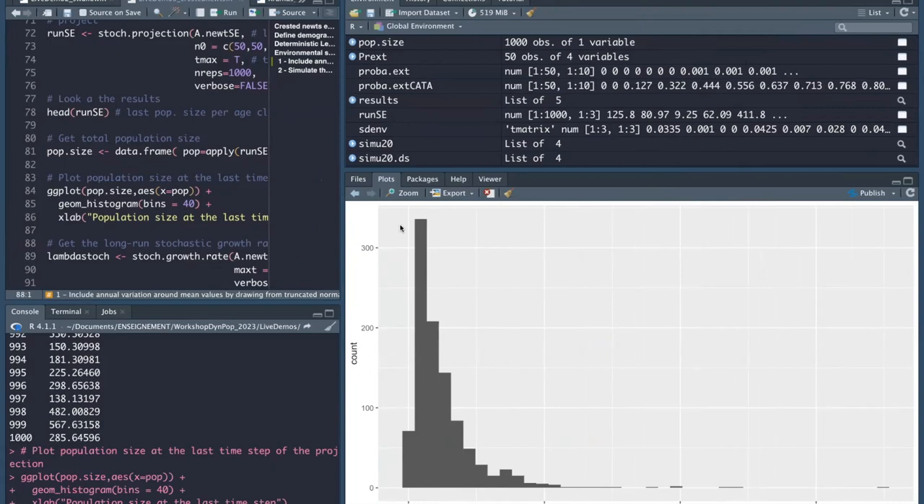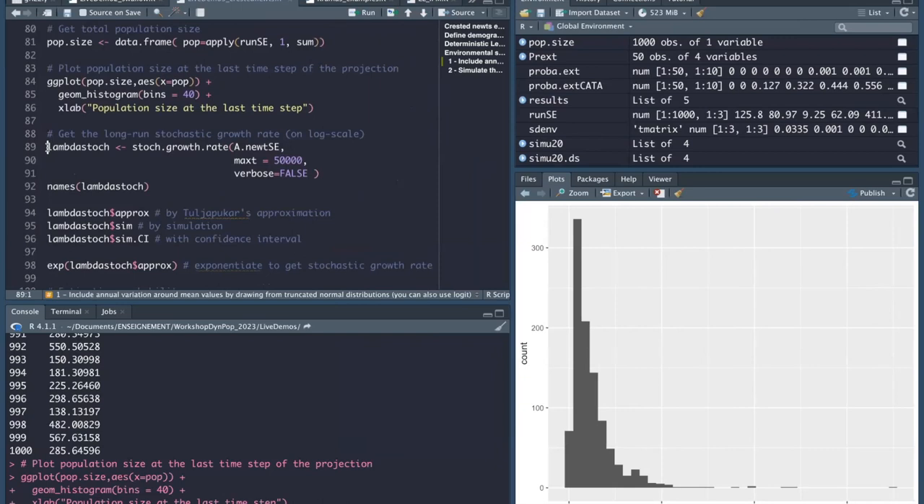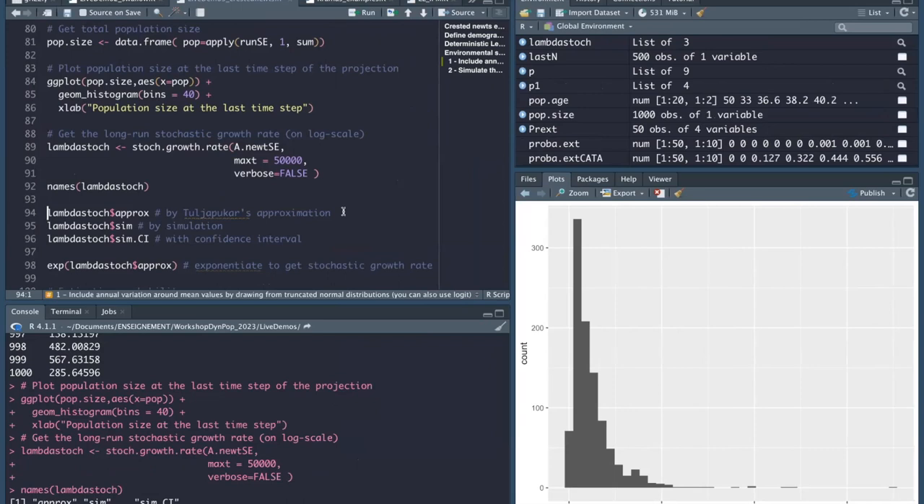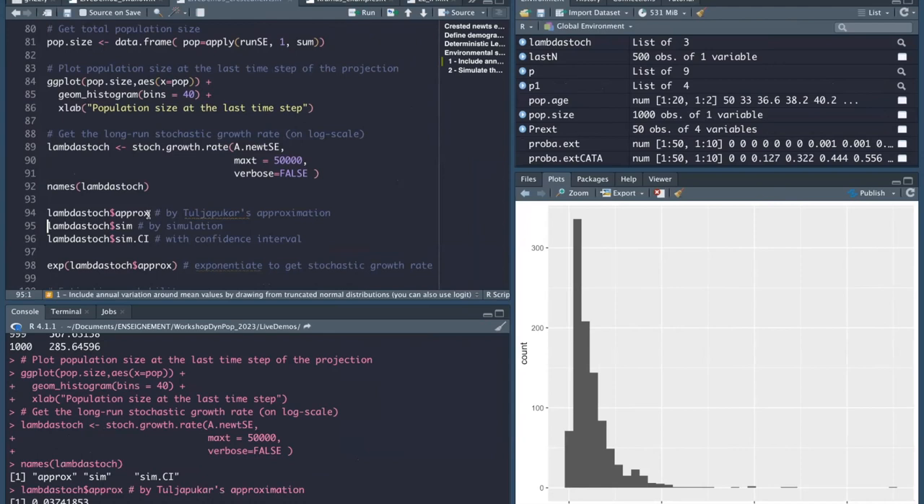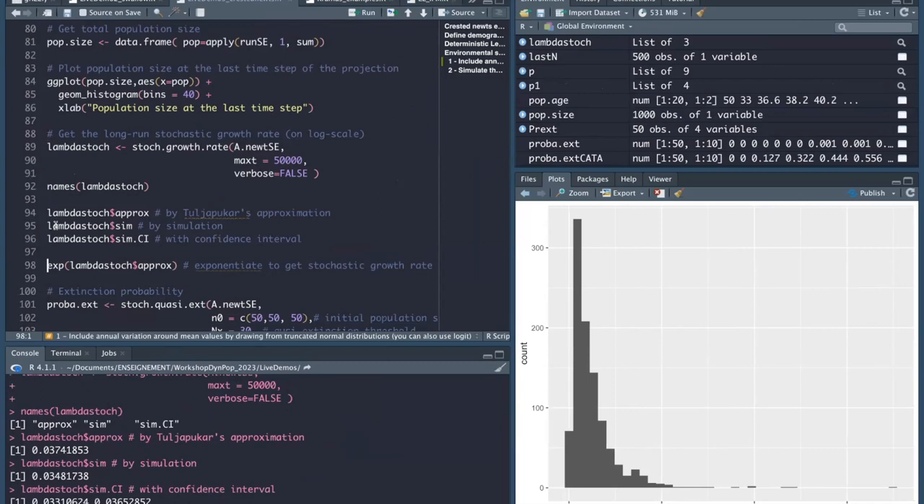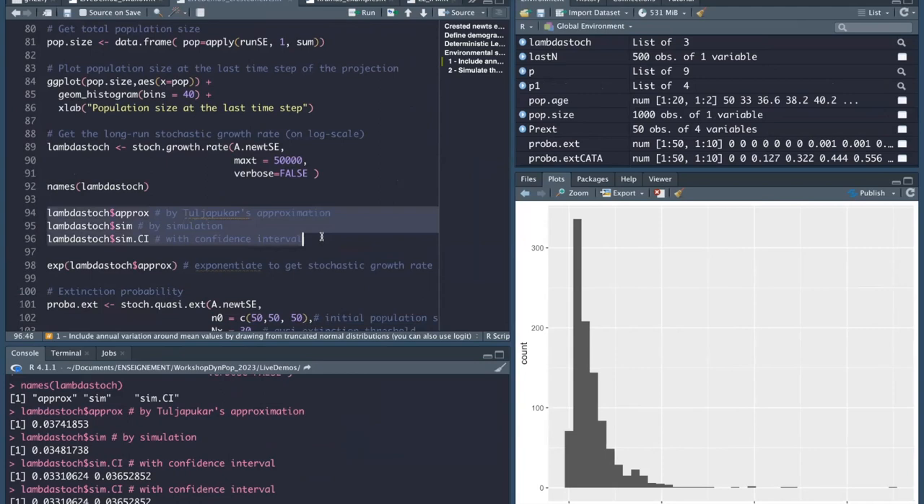So let's calculate the probability of extinction and the long-run stochastic growth rate. That's what we do here. The approximation, so that's the analytical formula, and calculating it on the simulations by calculating the ratio of log population size with the confidence interval. So it's good to look at these different values. They should be relatively close to one another, especially if you use a large number of iterations. And that's really useful to know the average trajectory of the population.